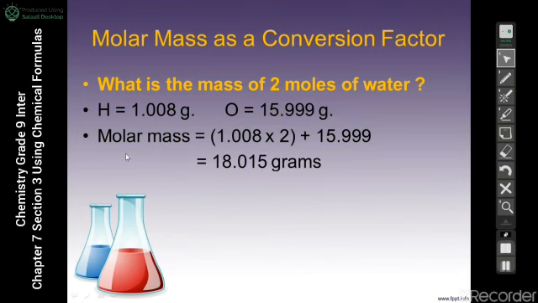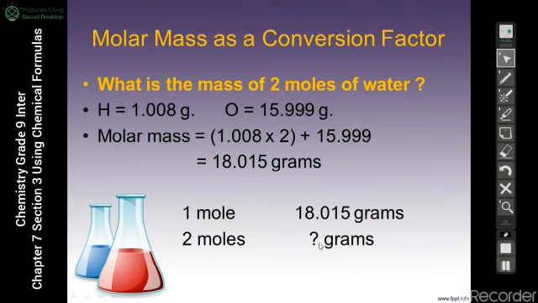So the molar mass, the mass of 1 mole of water, is 18.015 grams. This is the mass of 1 mole. What about the mass of 2 moles? If I want the mass of 2 moles of water, 1 mole is 18.015 grams, so we will multiply the mass of 1 mole by 2.